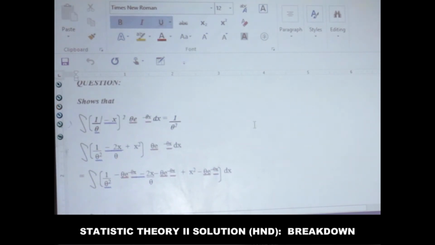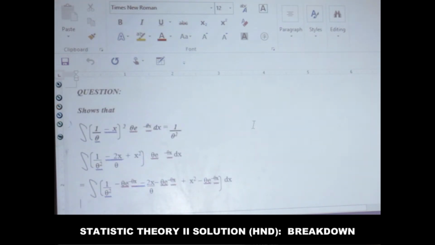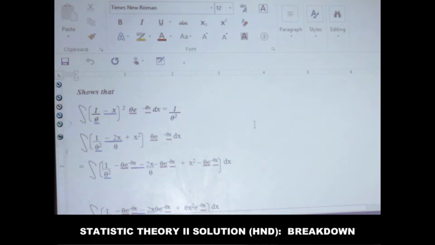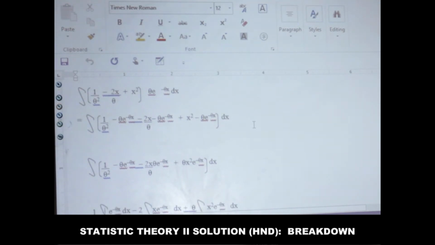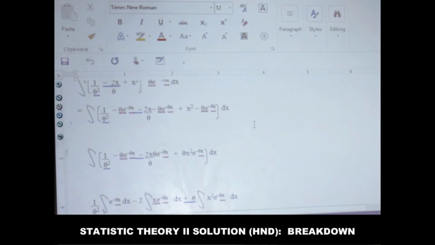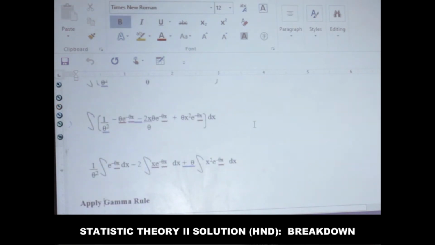Now we also have another question. We are told that we should integrate 1 over theta minus x squared and show that it equals 1 over theta x. This has to do with likelihood functions too. The solutions are there on the screen. You have 1 over theta squared. By the time you integrate minus theta e raised to power minus theta x minus 2x over theta, you solve mathematically. We cancel 1.